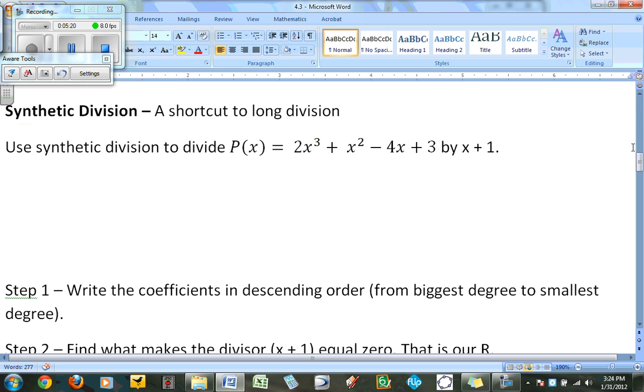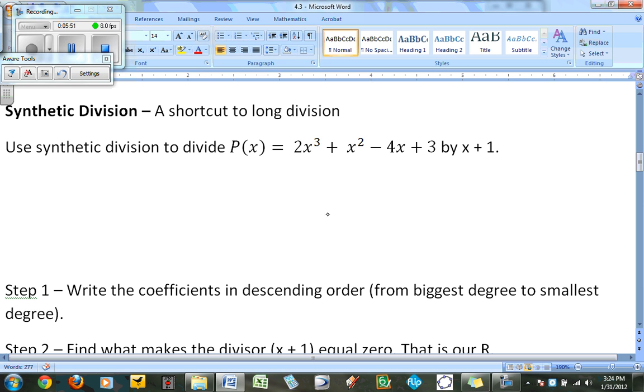Synthetic division, though, before we move on, it's going to be a shortcut to long division. What synthetic division does is it doesn't require us to have so much writing. But what we're going to do in synthetic division, we are going to just deal with the coefficients. And the first thing we have to do is write the variables in descending order from biggest degree to smallest degree. So this is already in descending order. So 3 is bigger than 2, which is bigger than 1, which is bigger than 0, right?